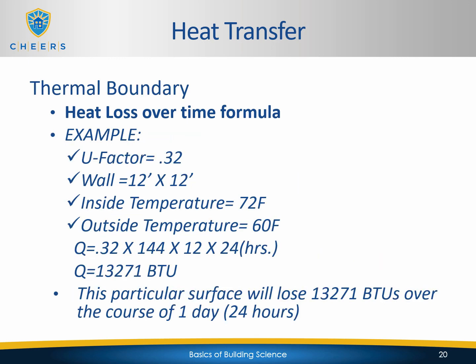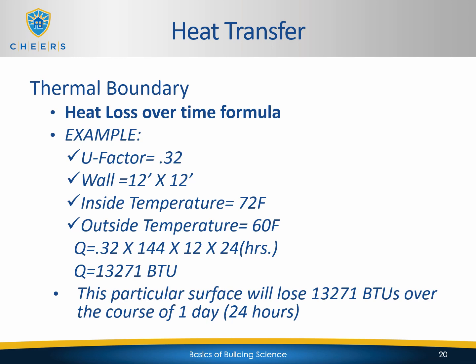So this is an example. You have a U factor of 0.32. You have a wall that's a 12 by 12 wall. The inside temperature is 72 degrees, and the outside temperature is 60 degrees. All you have to do now is plug those numbers, those variables, into the formula that we gave you earlier. So keep in mind that hot always goes to cold, right?